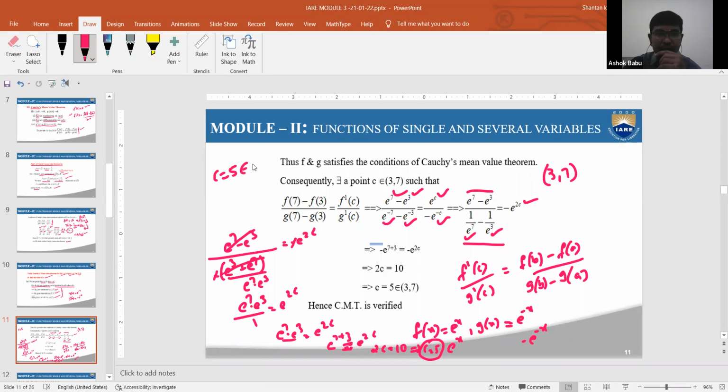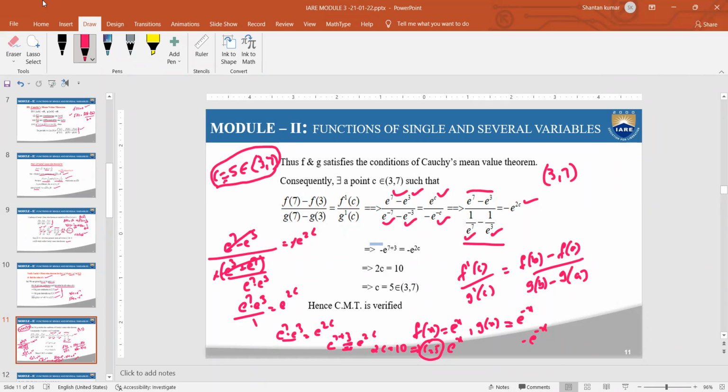Therefore, 5 automatically lies in between 3 comma 7 only. Therefore the mean value theorem is clearly satisfied. Hence the problem is verified. Is there any doubt? No, sir. Okay.